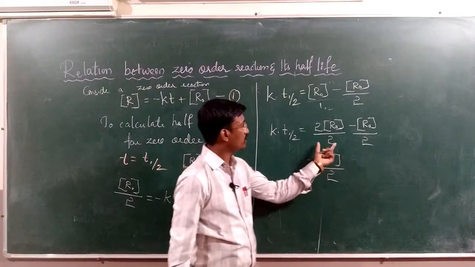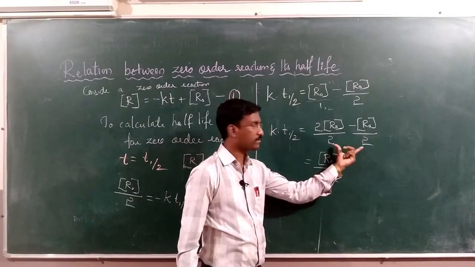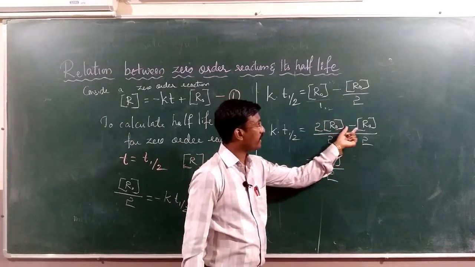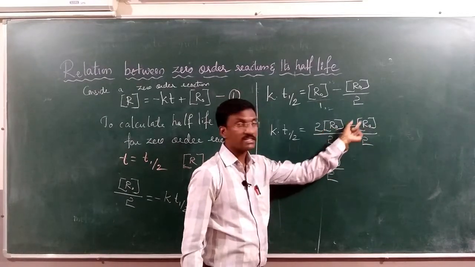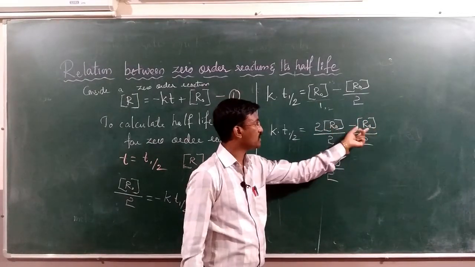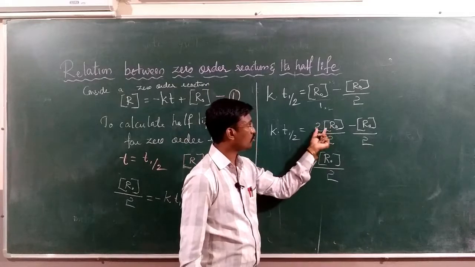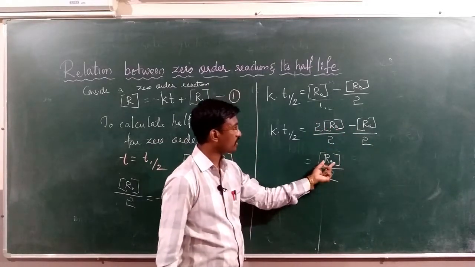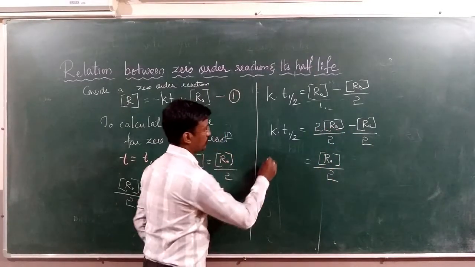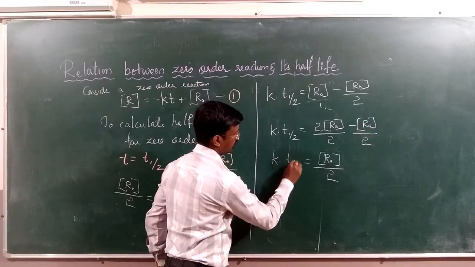Are you getting my point? Below, by taking LCM, it is 2. 2 R naught minus R naught means 2 R naught minus 1 R naught. 2 minus 1 is 1. Therefore, 2 R naught minus R naught becomes R naught divided by 2. The remaining is K into T half.